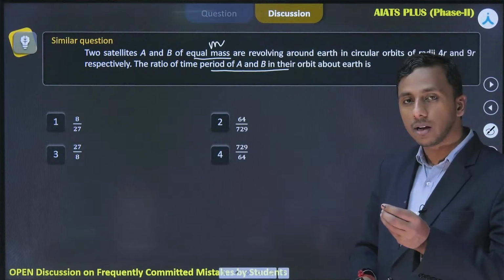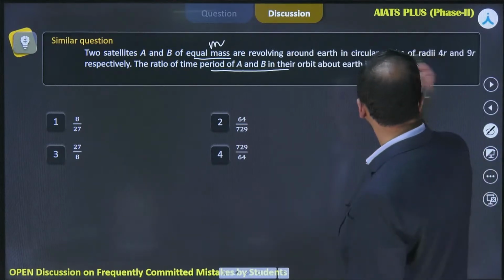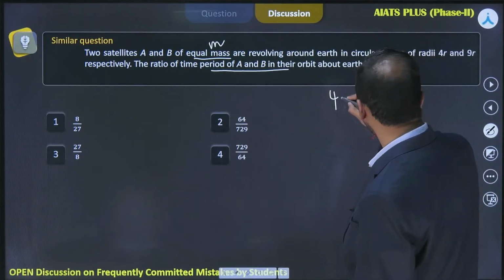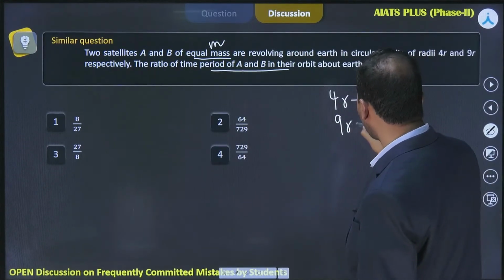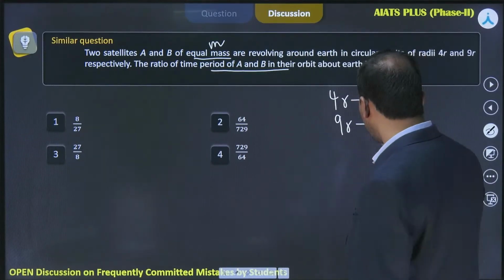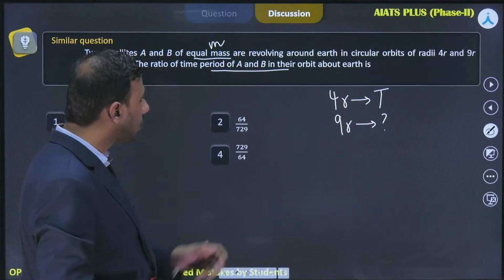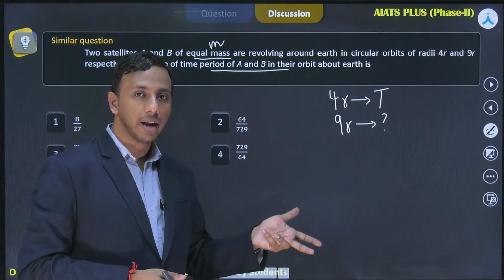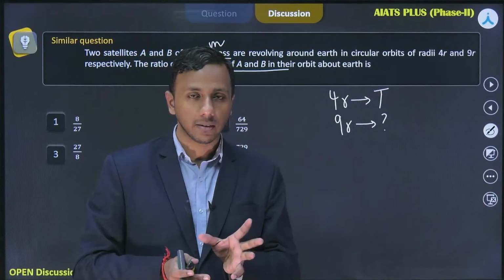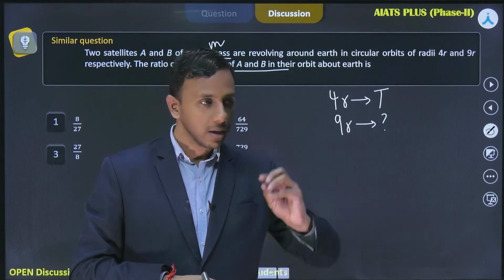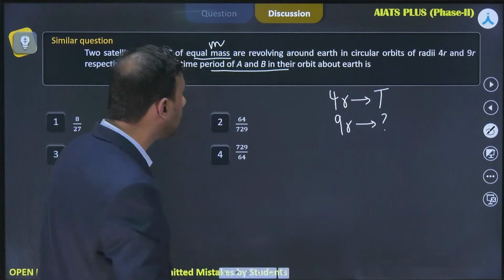In fact, you can do this question in a similar way. Instead of it being two different satellites, let's say that when satellite A is at a radius 4r, time period is T, and when the same satellite goes to a radius 9r, what will be the time period? For the same satellite also, I could have twisted the question. So here, what do we have to do? If it is the same satellite, all you have to do is use Kepler's third law, because the planet is the same. You are changing the orbit of the satellite, so different radius r, different time period. That's all you have to do.